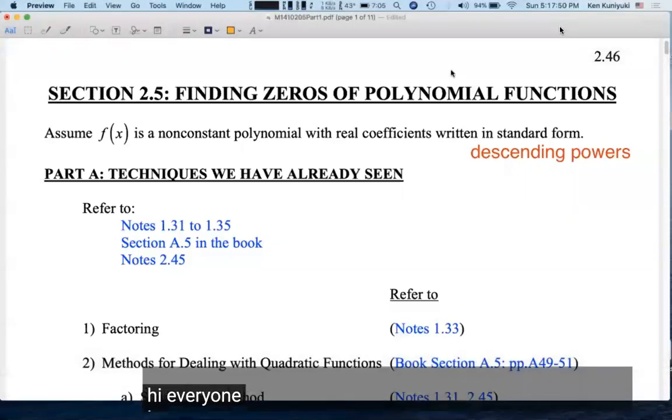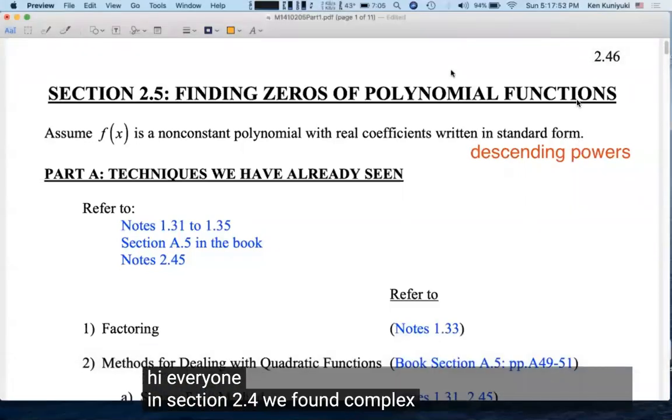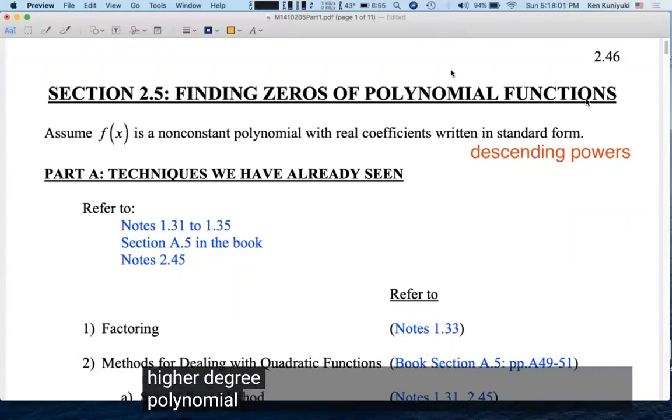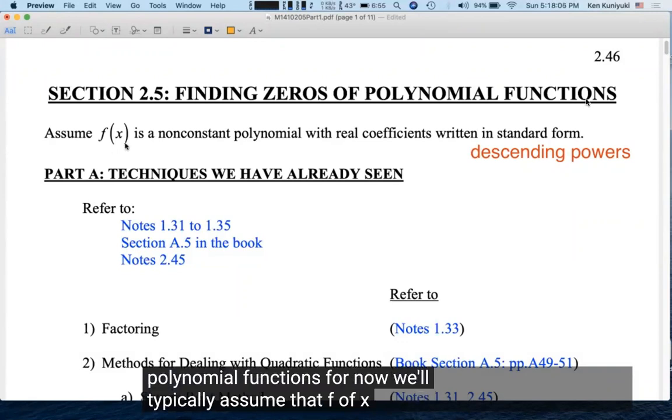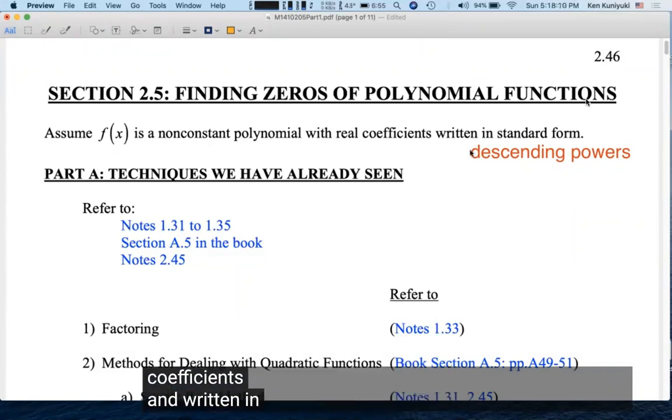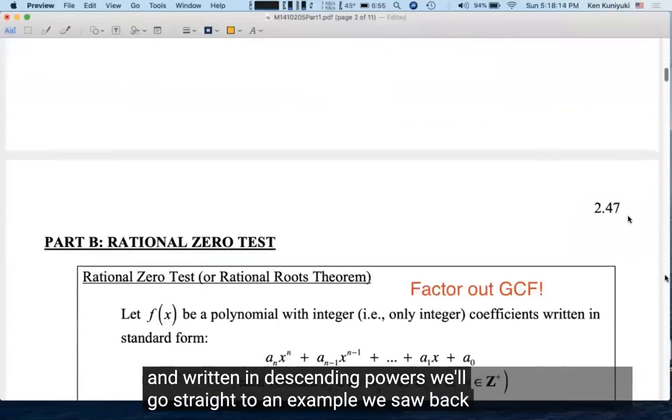Hi, everyone. In section 2.4, we found complex zeros for quadratic functions. Now, in section 2.5, we're going to find complex zeros for higher degree polynomial functions. For now, we'll typically assume that f of x is a non-constant polynomial with real coefficients and written in descending powers. We'll go straight to an example we saw back in 2.3.